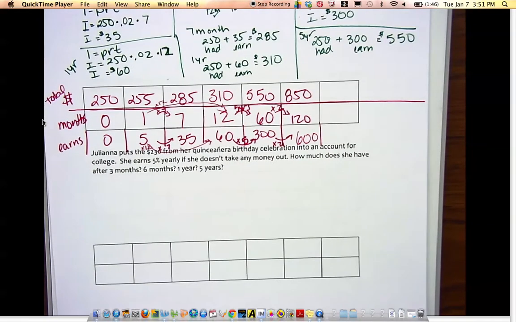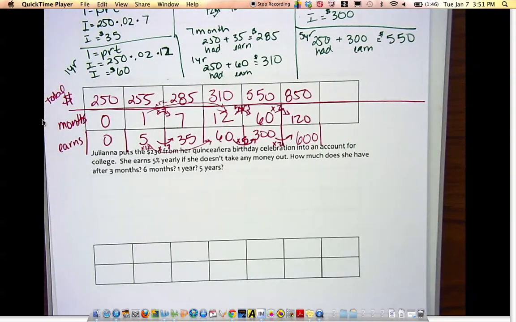Juliana puts the $230 from her quinceañera birthday celebration into an account for college. She earns 5% yearly if she doesn't take any money out. How much does she have after 3 months, 6 months, 1 year, and 5 years?